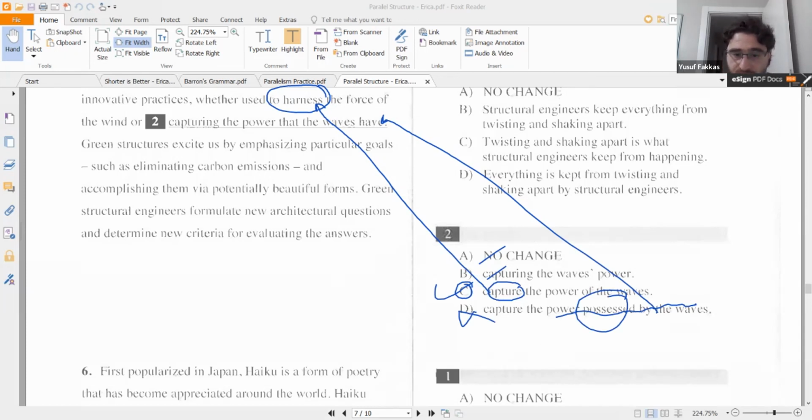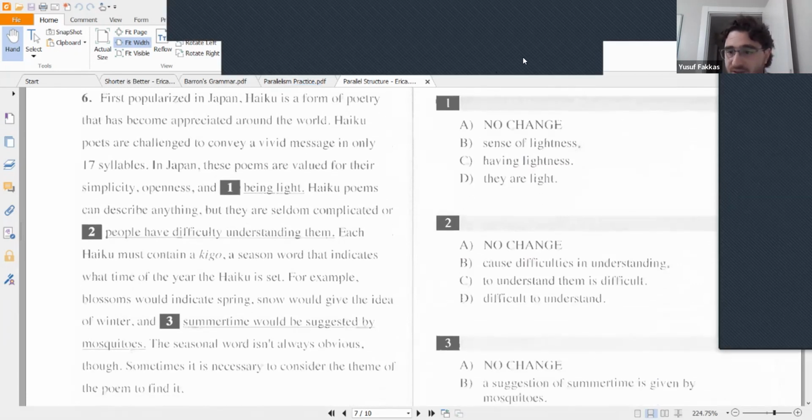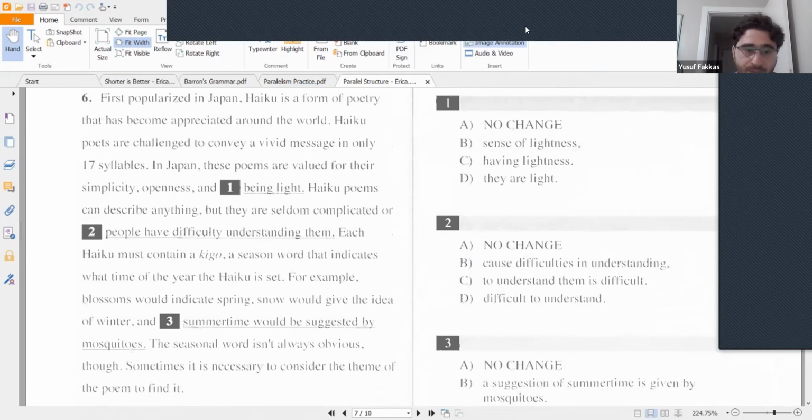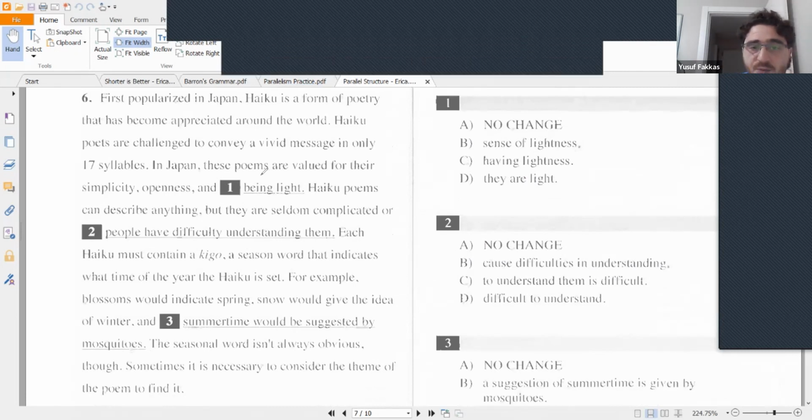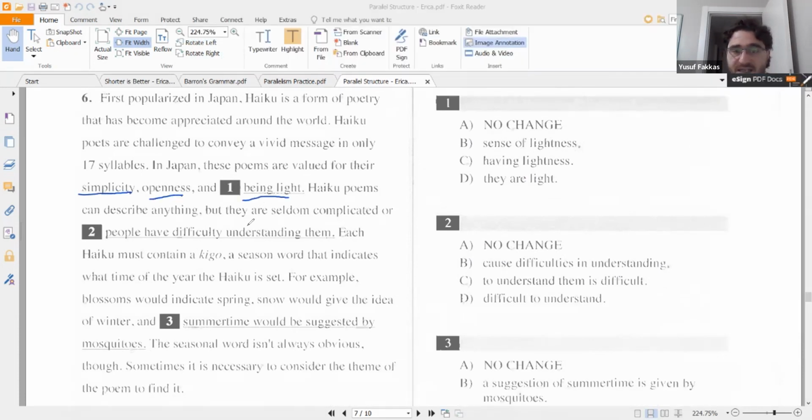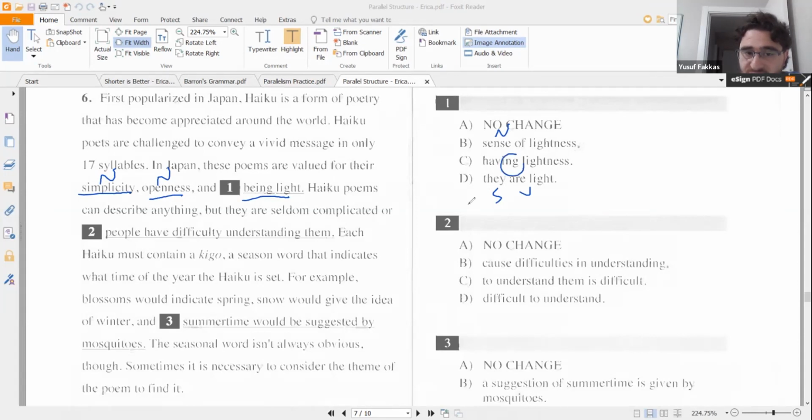The last three questions that we have here. Sidra, here they're telling us that in Japan, these poems are valued for their simplicity, openness, and being light. It's sense of lightness. Thank you. So you have a noun, and another noun. Here we cannot use it because of subject verb, here that's ing, and here also ing.